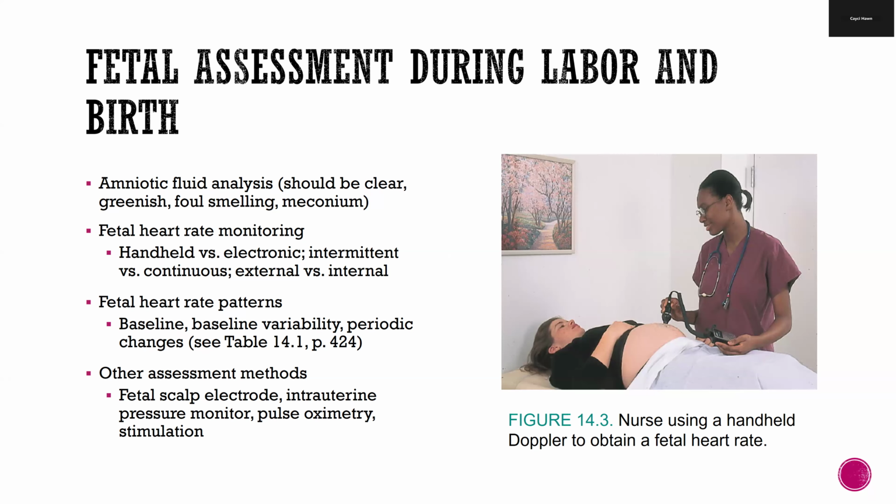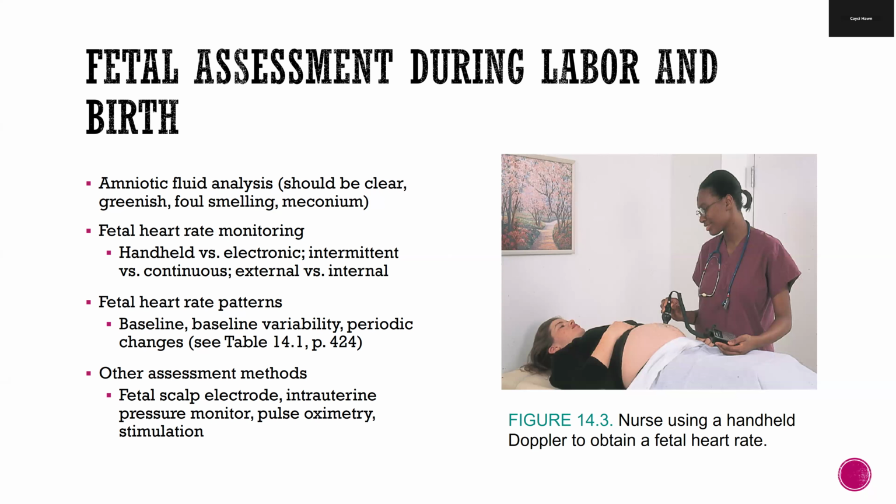So other things we look at, the amniotic fluid analysis, it should be clear. You could see green amniotic fluid if a meconium bowel movement has occurred in utero from the fetus. If it's foul smelling, we might suspect an infection, but it should be clear. It usually doesn't have much of an odor, if any odor at all that's detectable. So that would be what we're looking for.